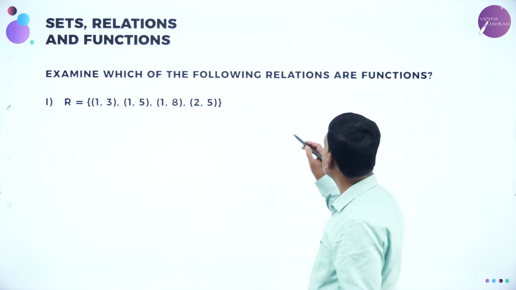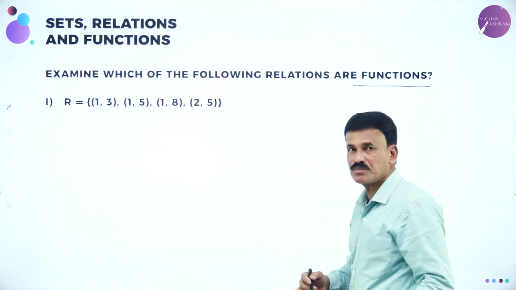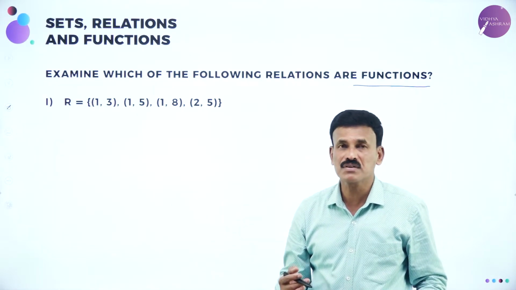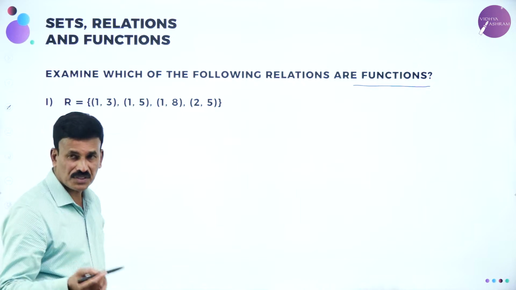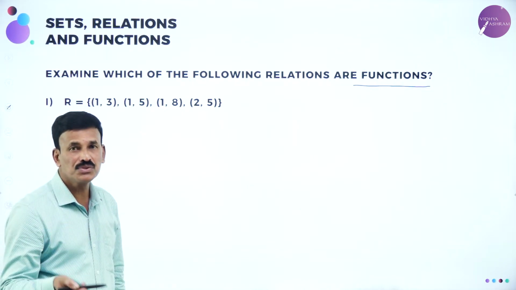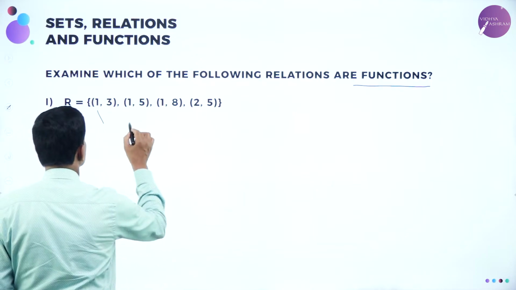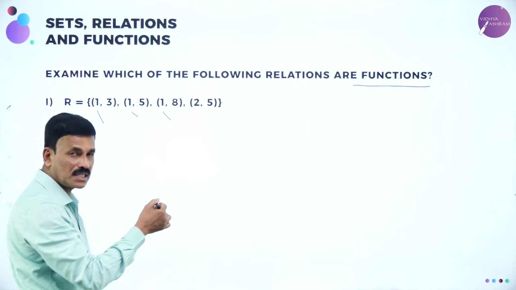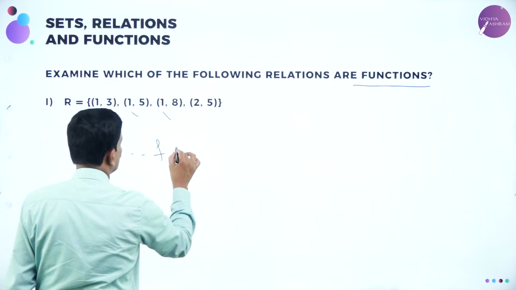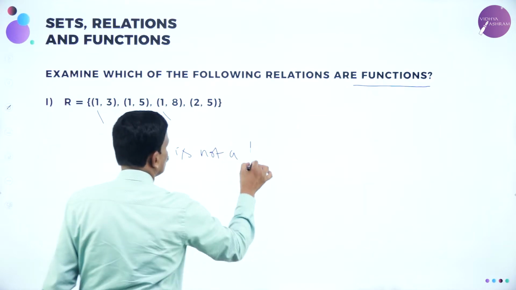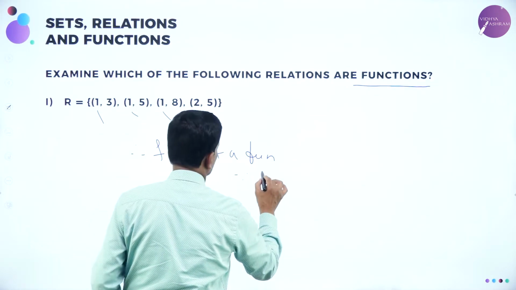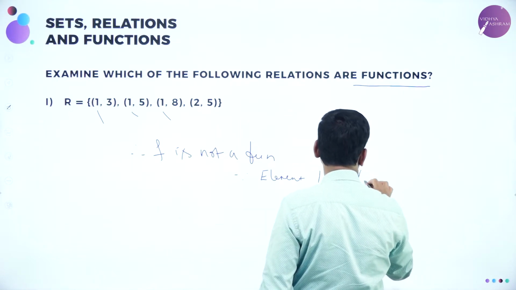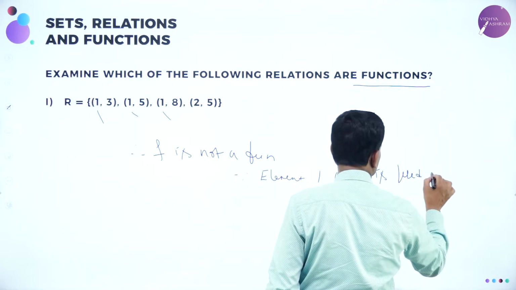Examine which of the following relations are functions or not. These are all from the exercise problems. We have to check whether the relation is a function or not. So according to the definition of a function, the first element should not be used more than one time. See here, 1 is associated with 3, 1 is associated with 5, again 1 is associated with 5. Therefore, straight away we can say that f is not a function. f is not a function because the element 1 of the set A is used more than one time.